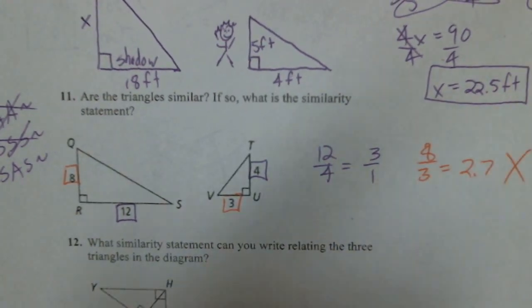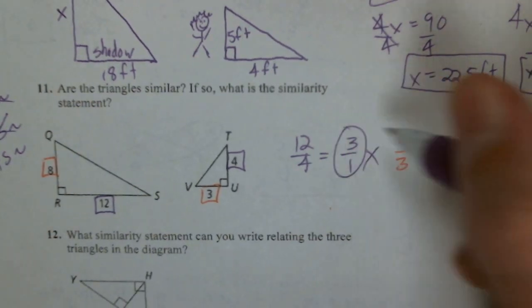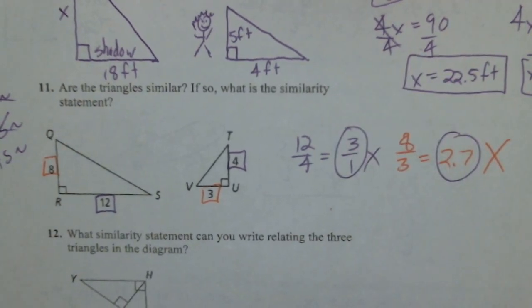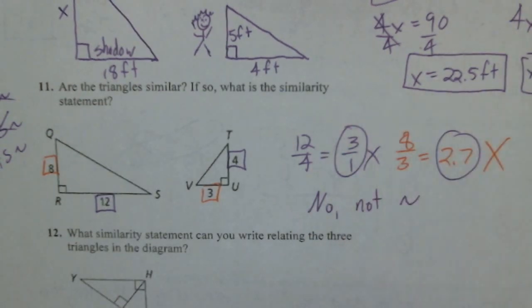Okay, so not similar, nope, the ratios don't match. 3 over 1 is not the same as 2.7, so no, they are not similar.